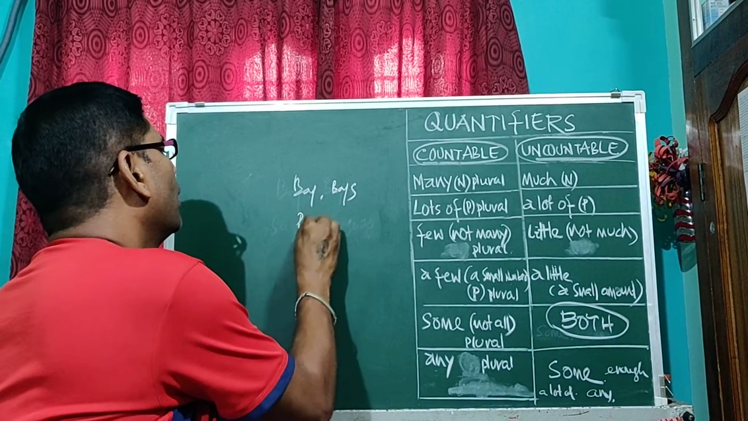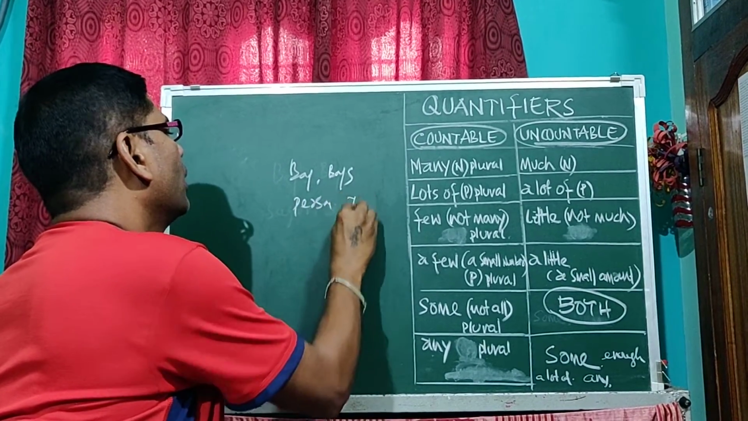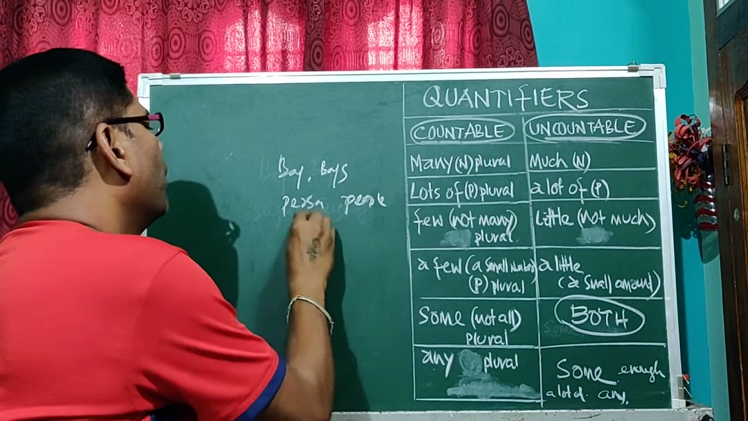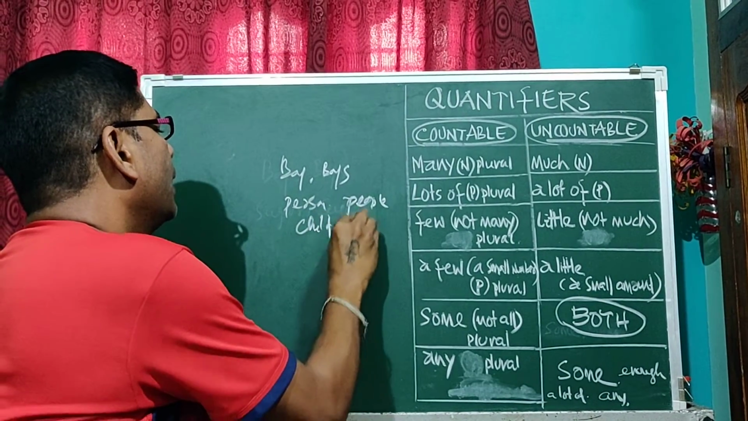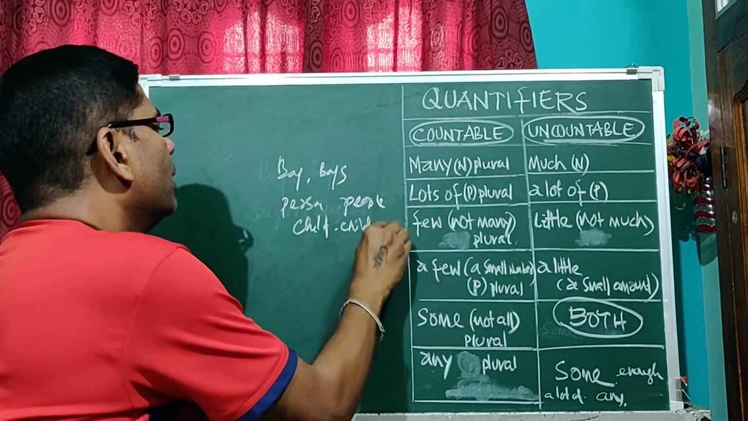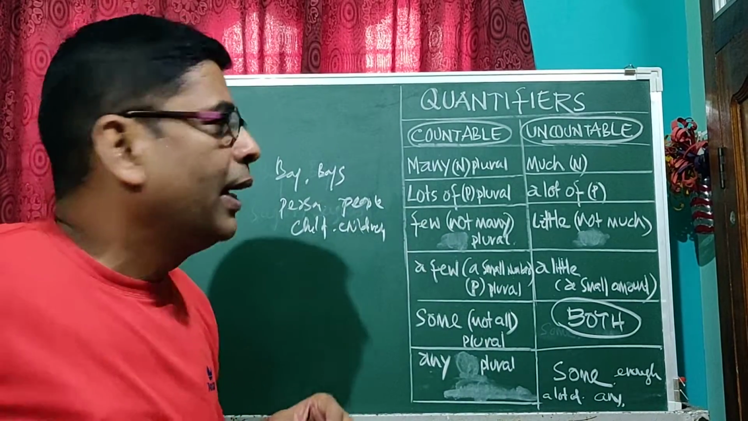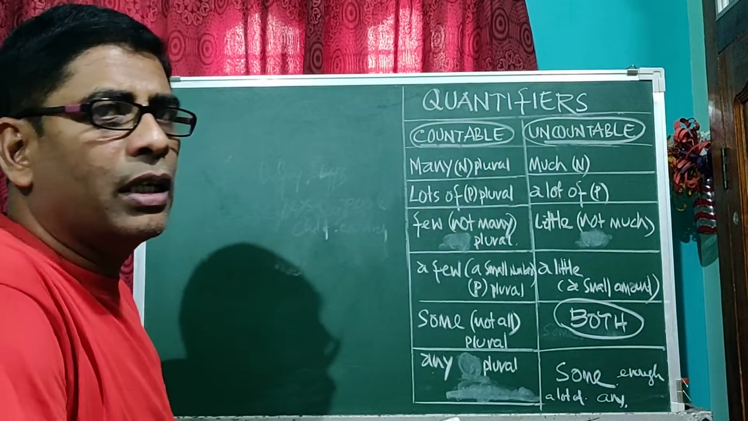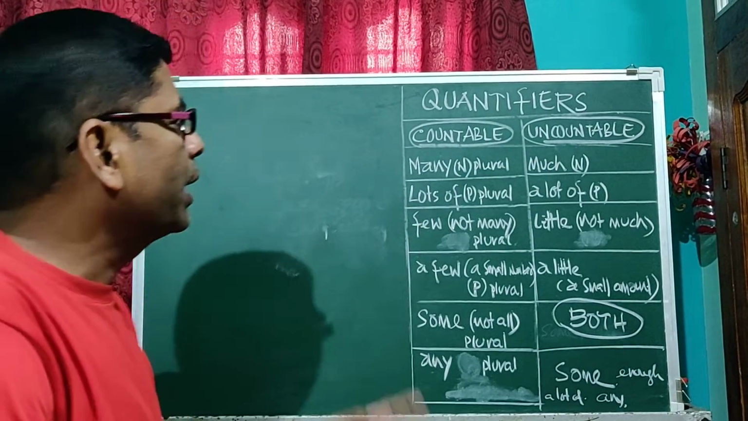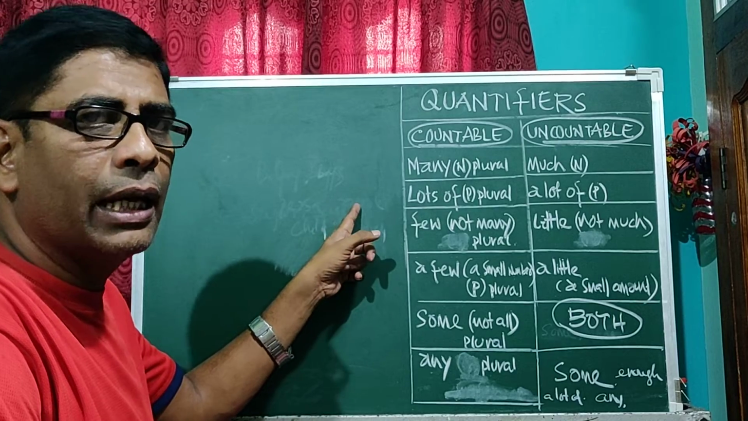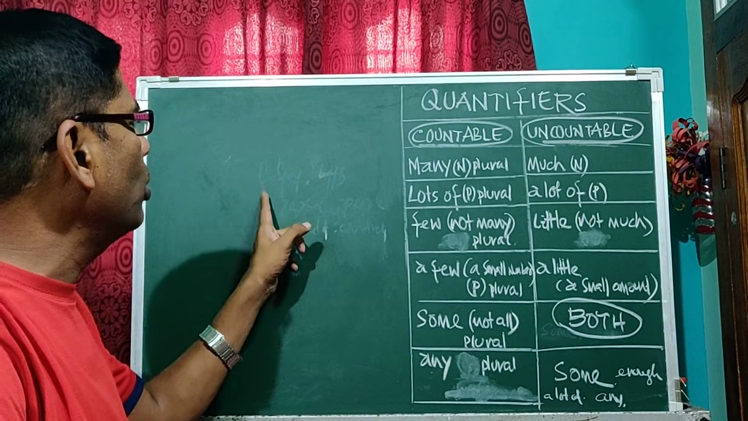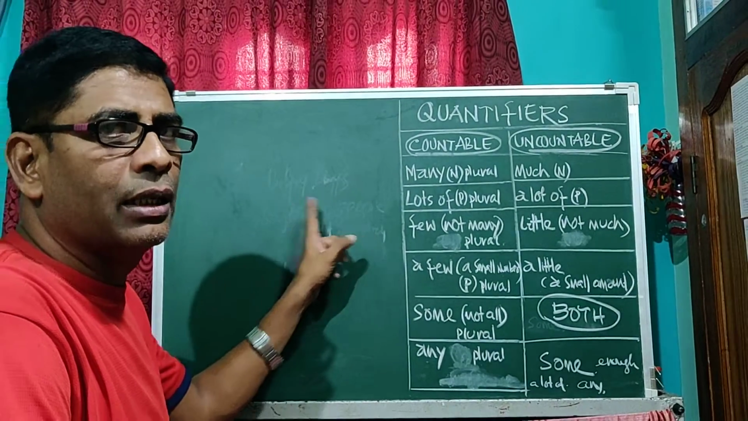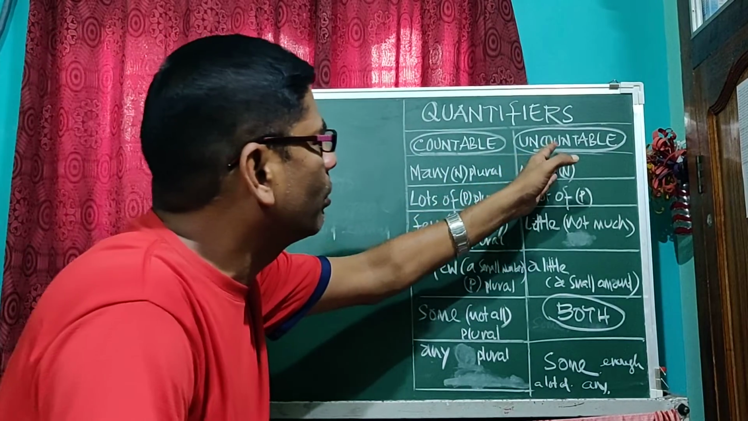For example, person, people, child, children, like that. And an uncountable noun is a noun which doesn't have a plural form. We cannot put s or es at the end and make it plural. For example, sugar, sugars. We cannot put s, sugar only. So it is an uncountable noun.